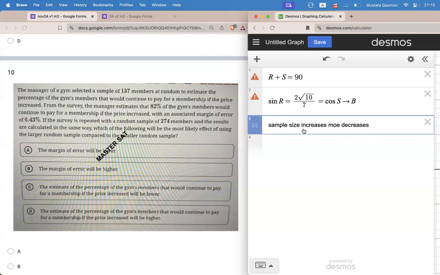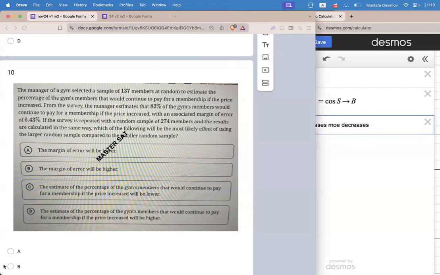Okay, so here you have to just look here. You have to read it very fast. You have to look margin. It's a margin, how margin of error change. So we have to find sample size. That one is 137 member. That one is 274 member. It means that sample size is greater, so margin of error will decrease. Answer is A. Any question? Okay.